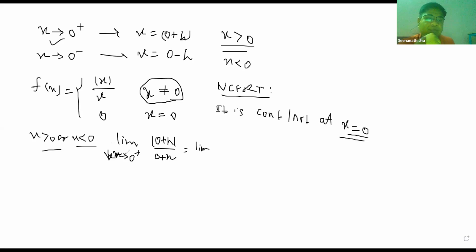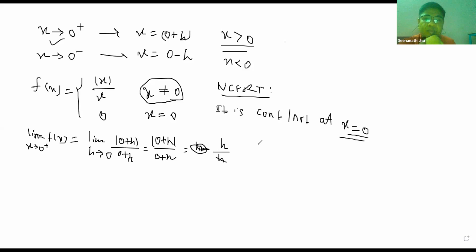One minute, once again. In the board examination, it is very necessary. We have to show all of the steps. Limit x tends to 0 plus f(x) equal to limit h tends to 0, mod of 0 plus h by 0 plus h, equal to h by h. It will be equal to 1.